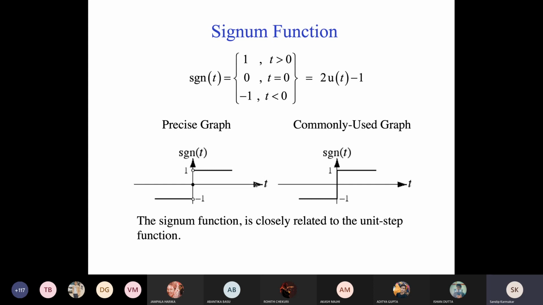So it has a graph like this. When t equal to 0, the value of the signum function is 0. When t is less than 0, the value of the function is minus 1, and when t is greater than 0, it is 1. This is the precise graph. But the commonly used graph is this, where you have a steep continuous rise from minus 1 to plus 1 at t equal to 0. So it is closely related to the unit step function by 2 u(t) minus 1.